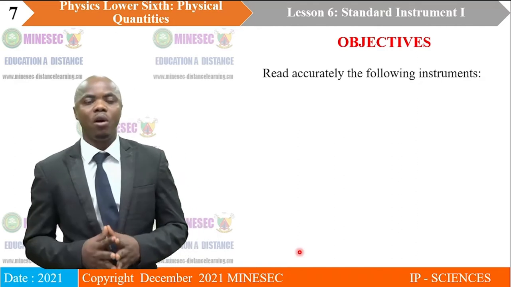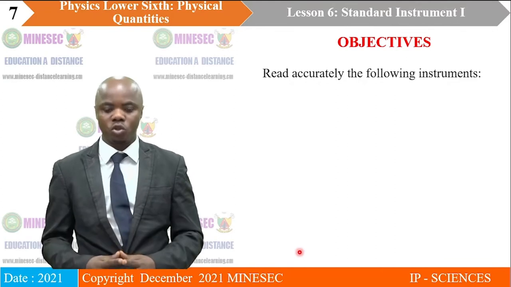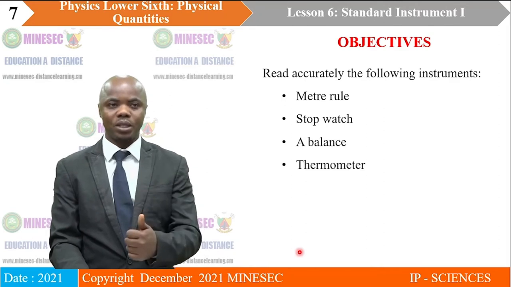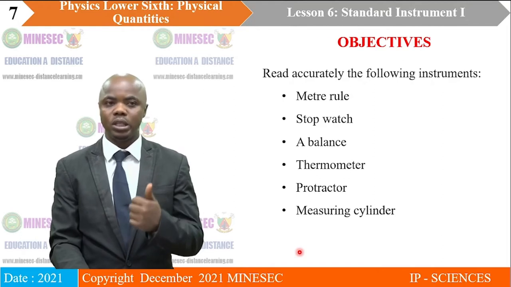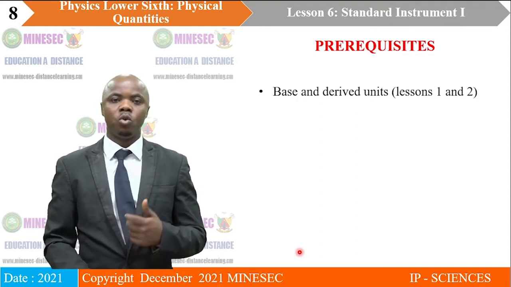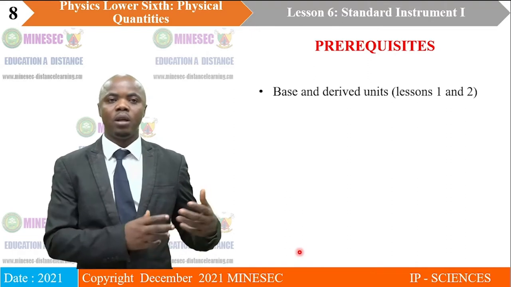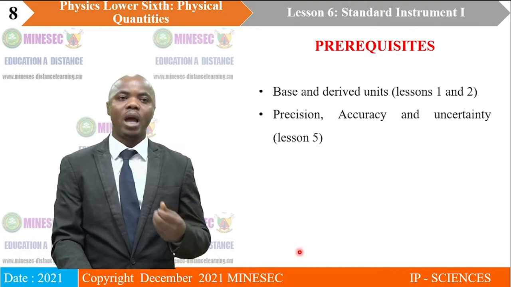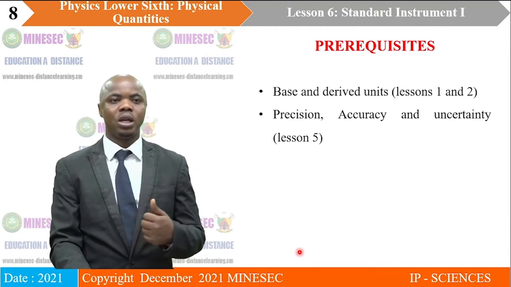Objective: by the end of this lesson, you should be able to correctly and accurately read the following instruments. A metal rule, a stopwatch, a balance, a thermometer, a protractor, and a measuring cylinder. Prerequisites. For you to better understand this lesson, you should know a bit of base units and derived units, which are lesson 1 and 2. And you have to define accuracy, precision, and uncertainty, which we saw in the last lesson.